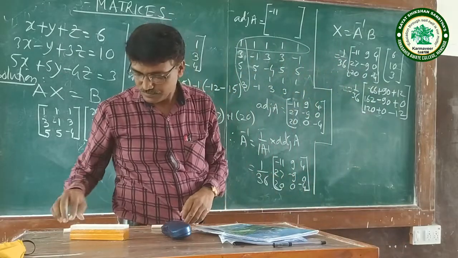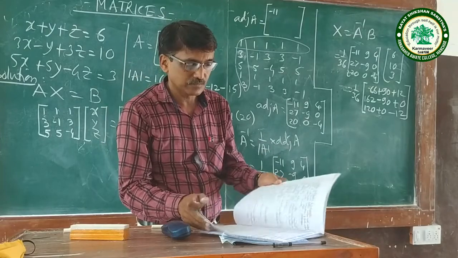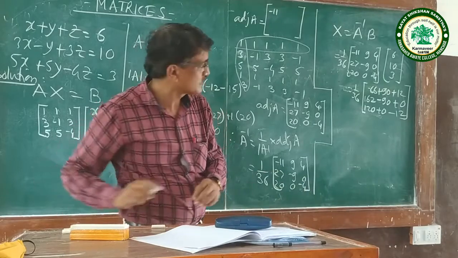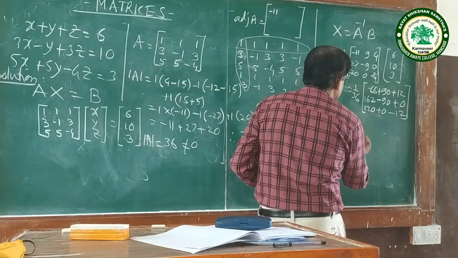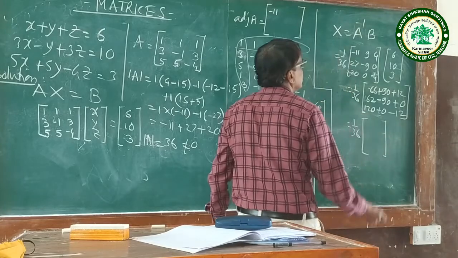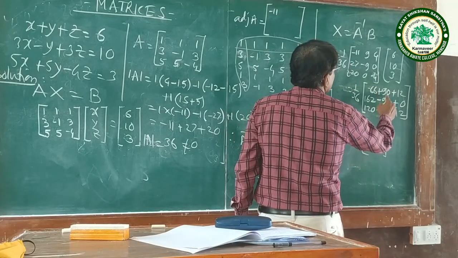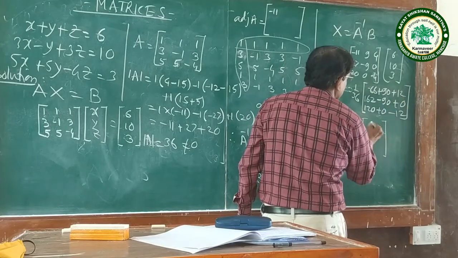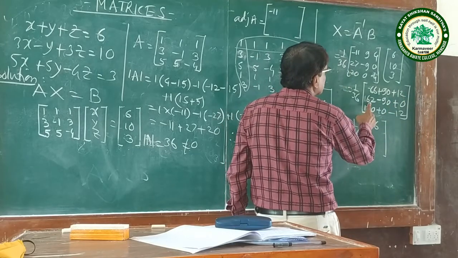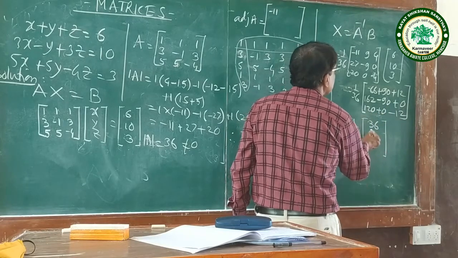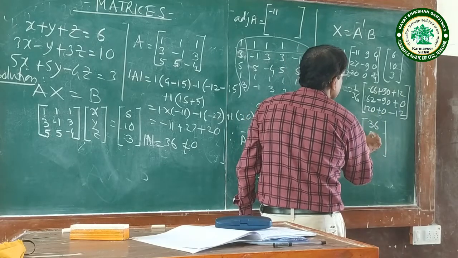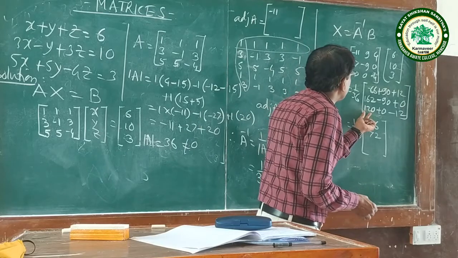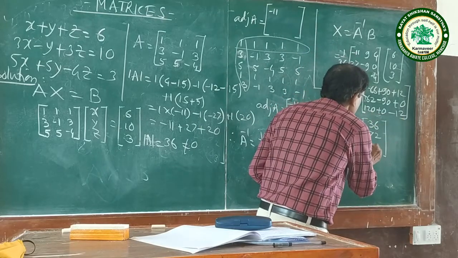So now, 1 upon 36 times. See, minus 66 plus 90 is 24, 24 plus 12, it is 36. 162 minus 90, it is 72. 120 plus 0 minus 12, it is 108.